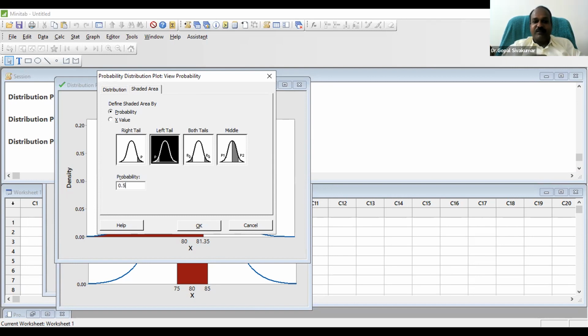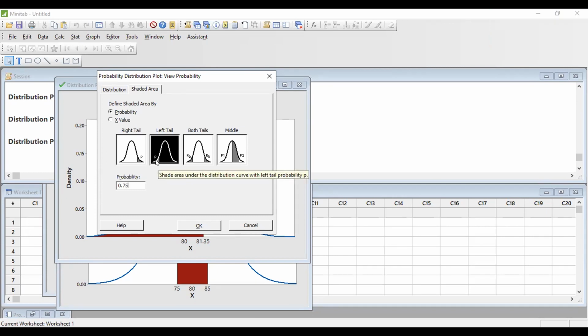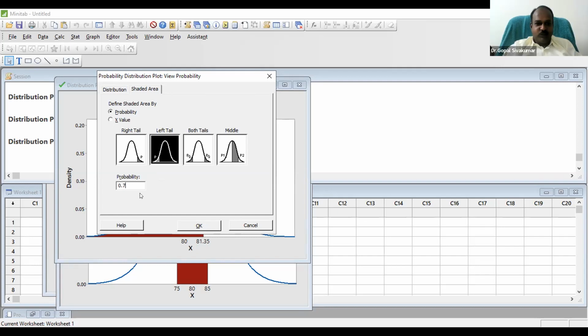When I put 0.5, this is called quartile 2. When I put 0.7, because the area to the left I am talking about, look at the graph. Gray area is to the left, gray, not black. So 0.25 means I am trying to figure out quartile 1. Whatever probability you want, you type here. Minitab will do it for you in no time.